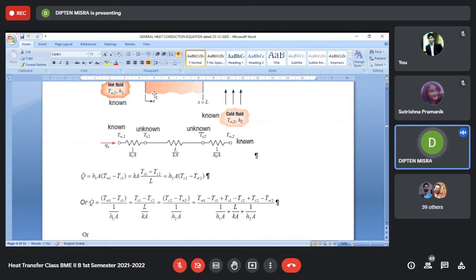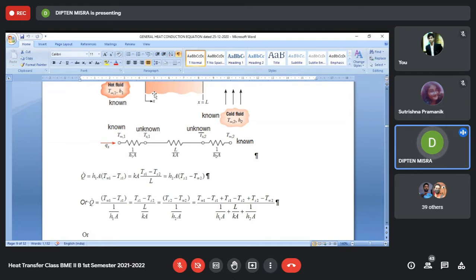One example may be condensation, another example may be vaporization or boiling. So under those types of situation, particularly when there is a phase change, the value of H can be even as high as 10 to the power 5 watt per meter square Kelvin. But for normal convection without any phase change, the value of H can be as low as of the order of 10 or 100.